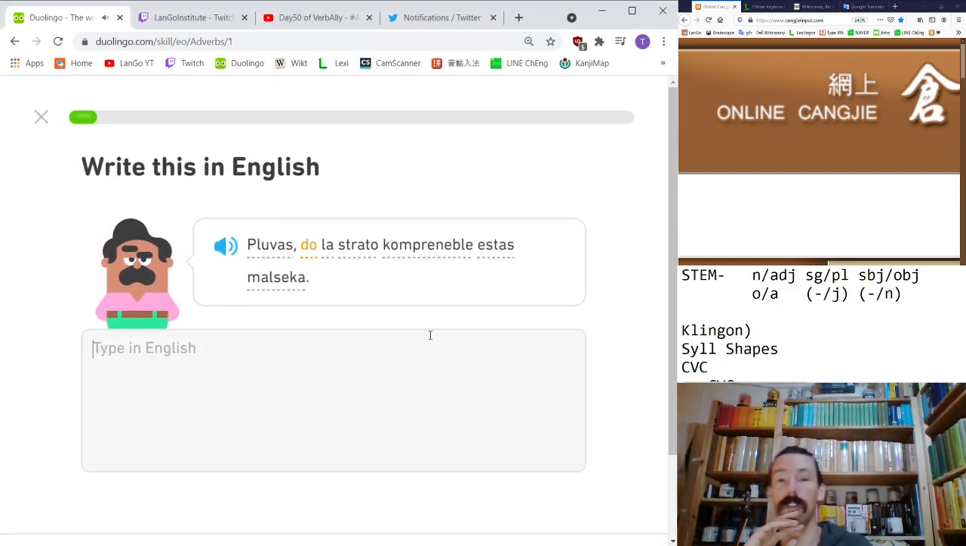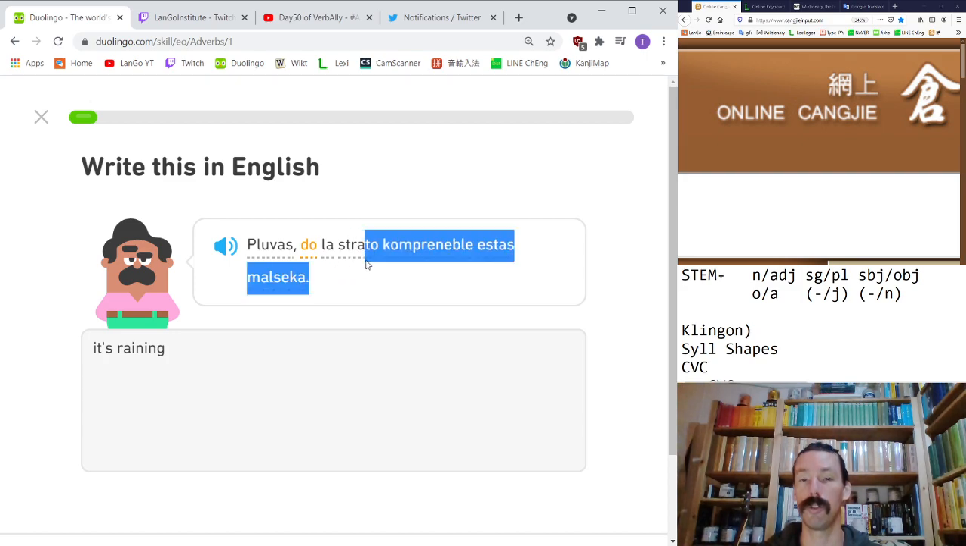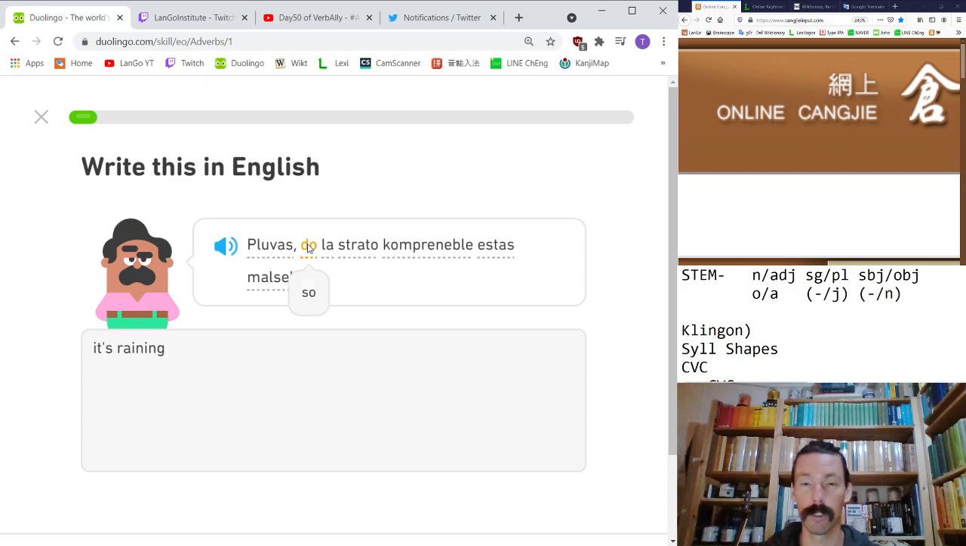Pluvas, do la strato compreneble estas malseka. Pluvas, no subject there, just it's raining. Present. Do la strato, the street. This is probably a preposition. Compreneble. So the street comprehensible? Oh, logically, like, of course, yeah, understandably, is malseca.